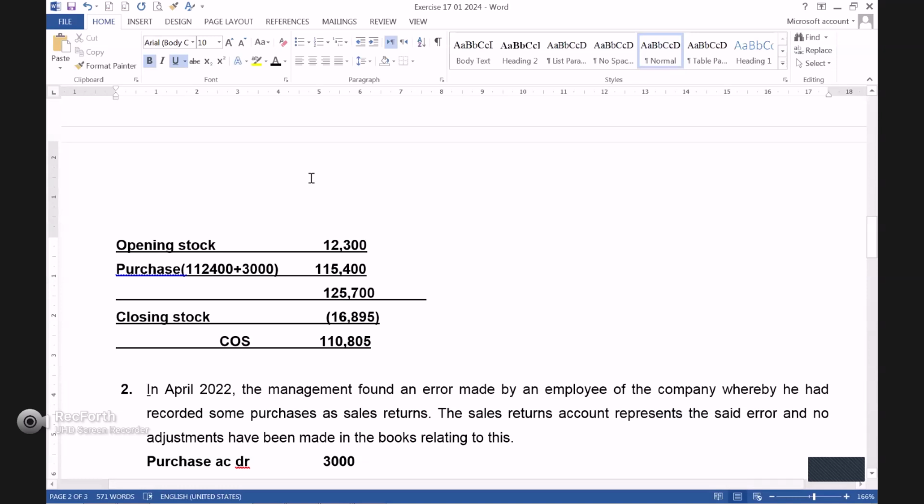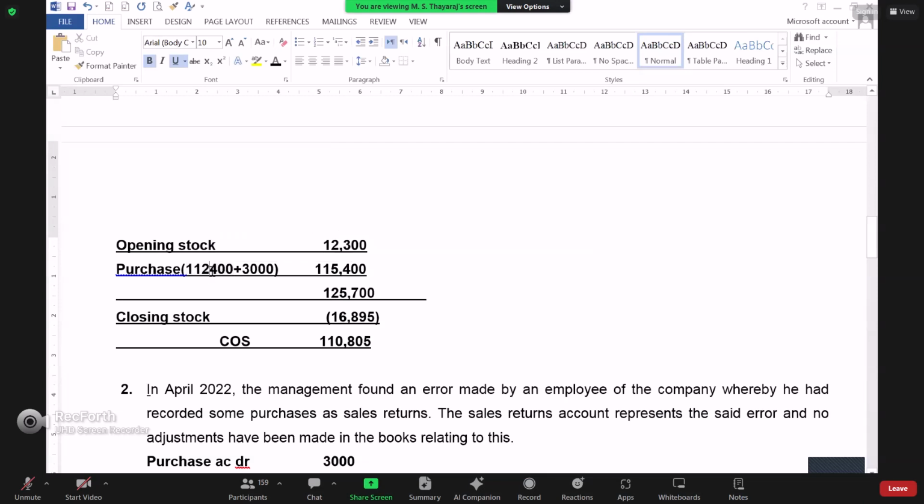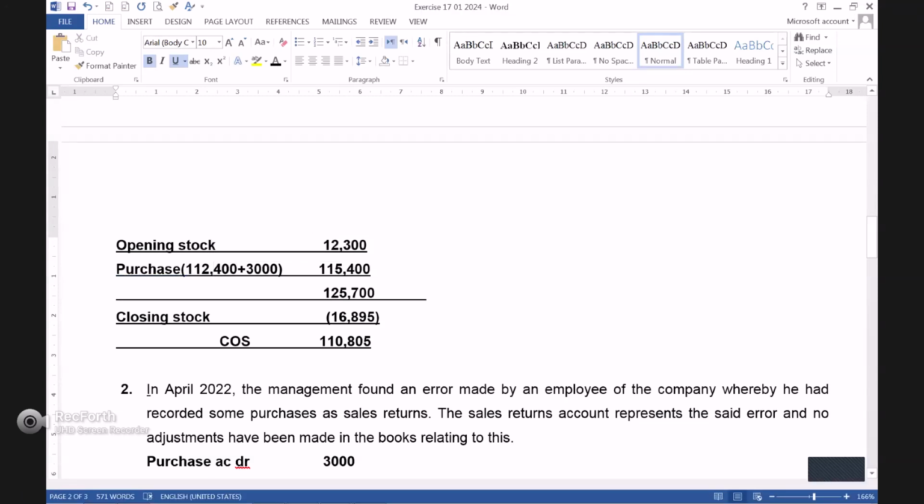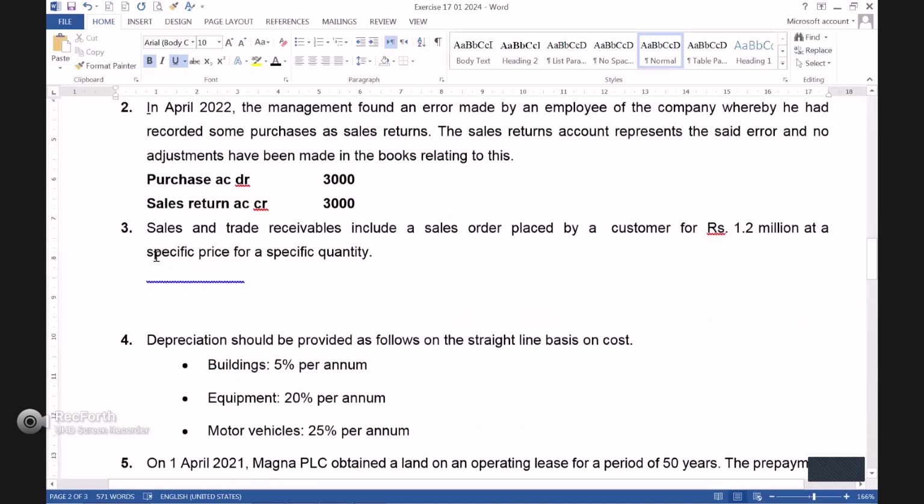Did you understand? The purchase is 112,400. Then you have to add the purchase 3,000. There is an error. You have to rectify the error. Then you have to find out the cost of sale. Okay. What about the fourth one?